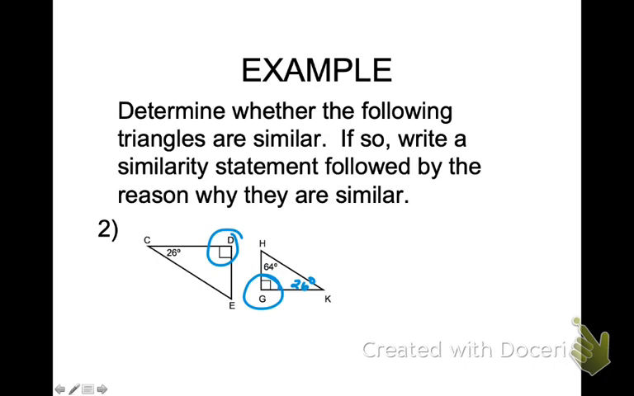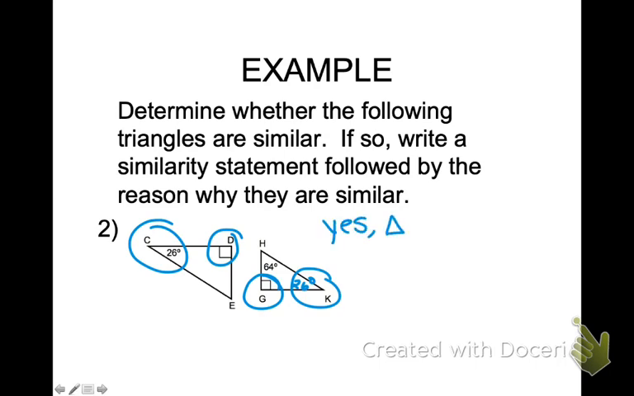Now, do you have 2 sets of congruent angles? Yeah, now we've got K and C matching up. So that's all I need. I could find E, which would happen to be 64 also. But all you need is 2. That's enough. So I'm going to say yes, they are similar.